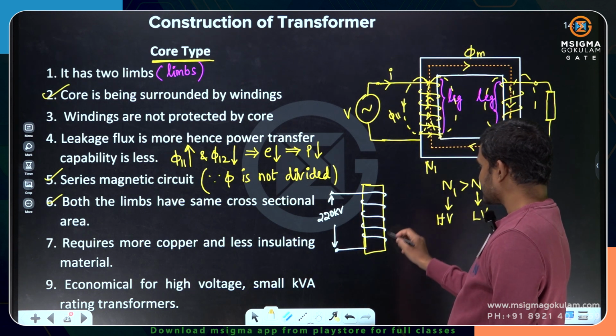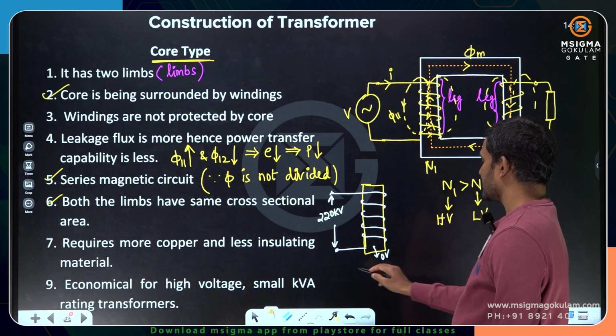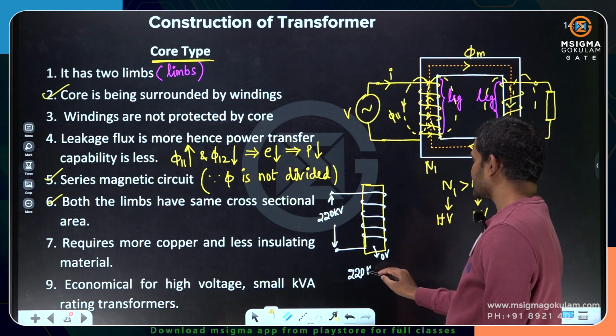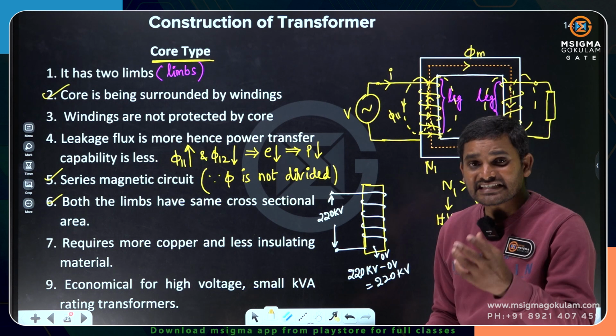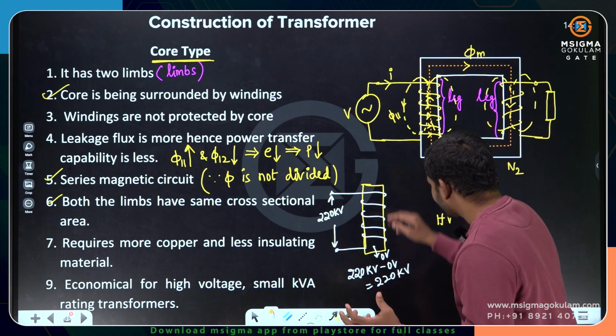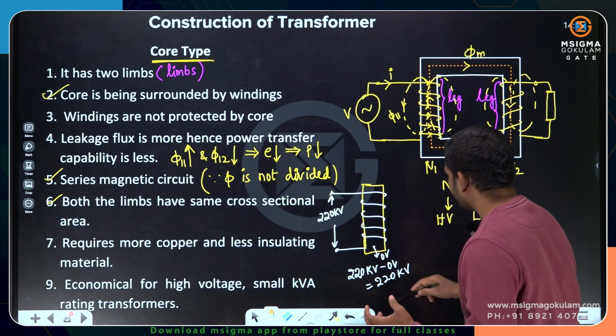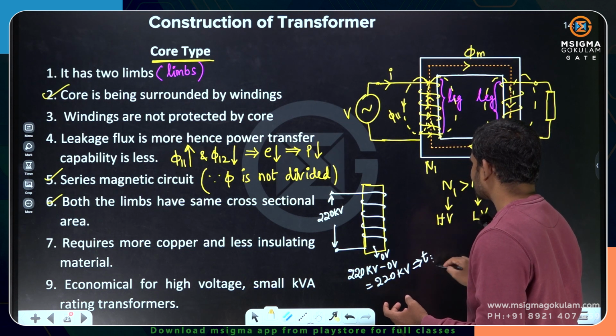Now the potential difference between winding and core is how much? 220 kV minus 0 volts. We will be getting it as 220 kV only. So the thickness of insulation required between the core and winding, maybe I am writing it as T1.